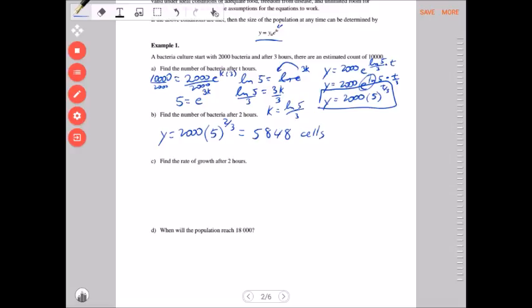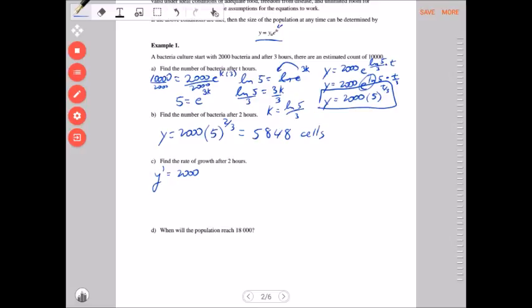Okay, find the growth rate after 2 hours. Remember the growth rate is just y prime. Okay, so if the formula we said was 2,000 times 5 to the t over 3, so taking the derivative of this, not to worry. The 2,000 is a constant, so we don't have to worry about that.